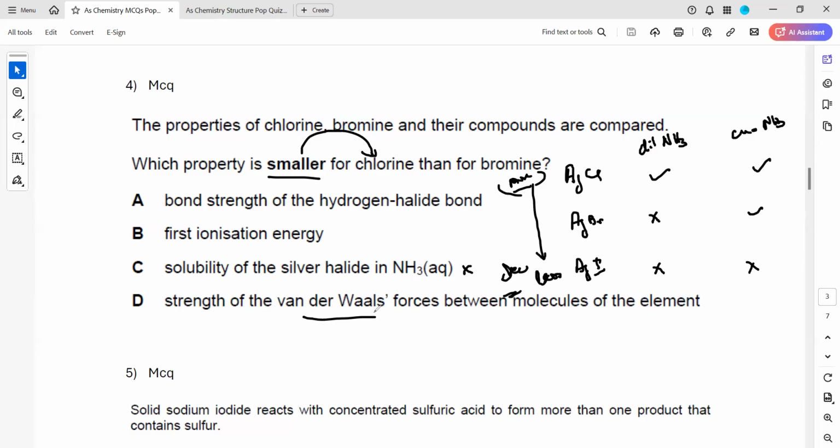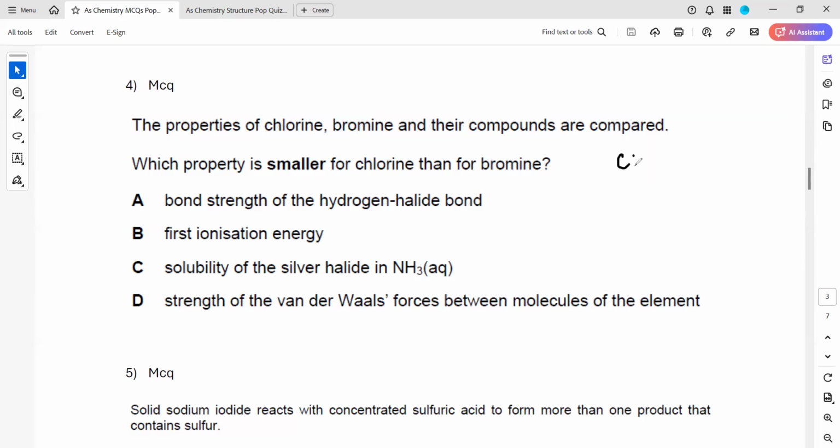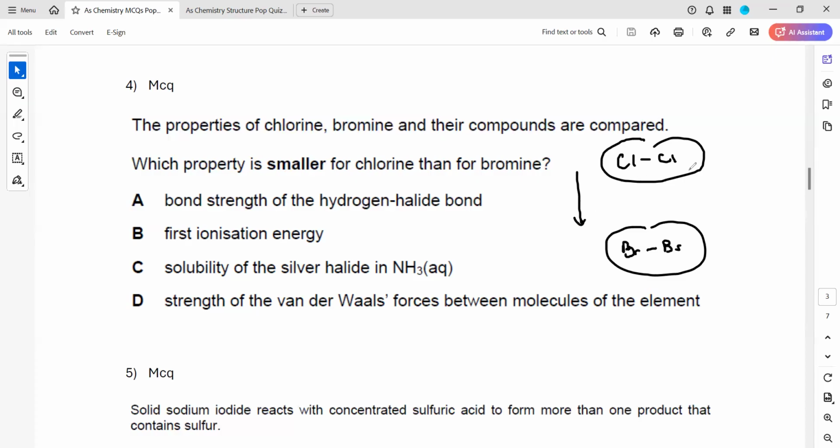Then, the strength of the van der Waals force between the molecules. The van der Waals force depends on the number of electrons. A chlorine molecule will have fewer electrons compared to a bromine molecule. Both are non-polar molecules. As they have more electrons, a stronger van der Waals force will be there. So chlorine will have a small van der Waals force compared to bromine, which will have a large van der Waals force. So D will be the right answer. Is it clear?